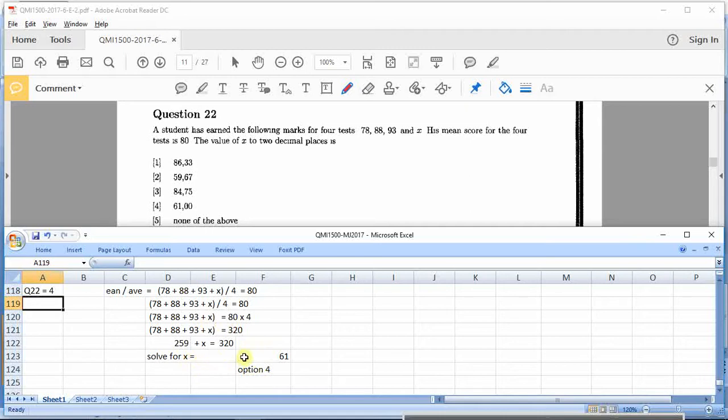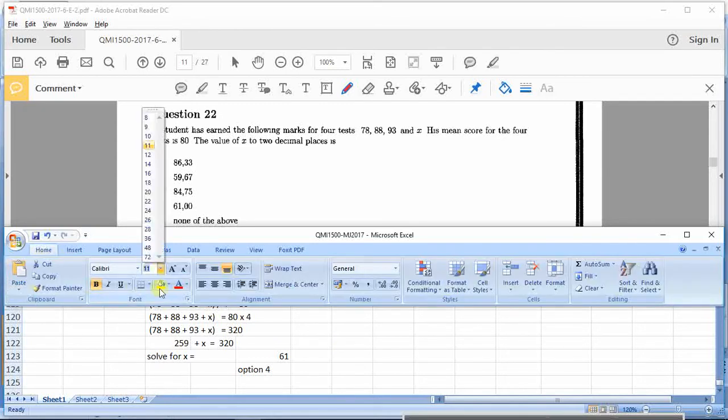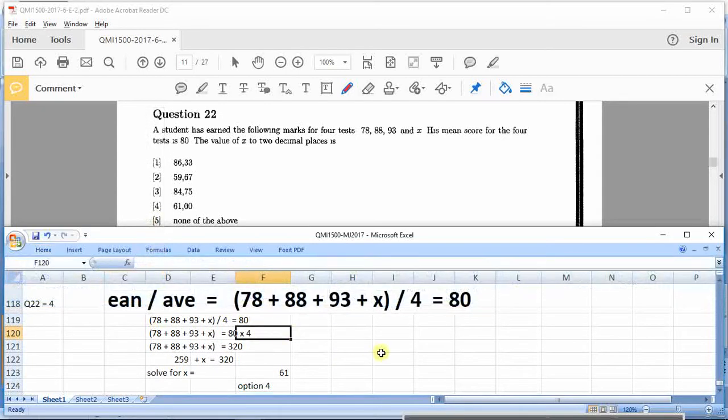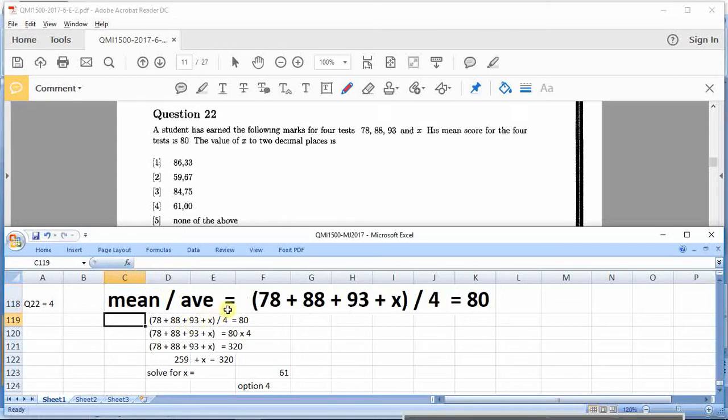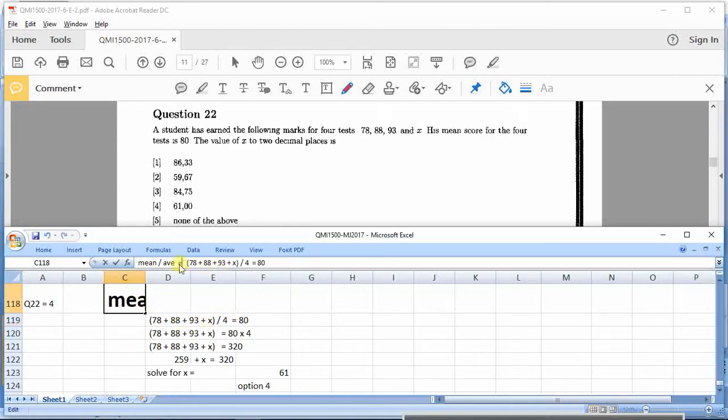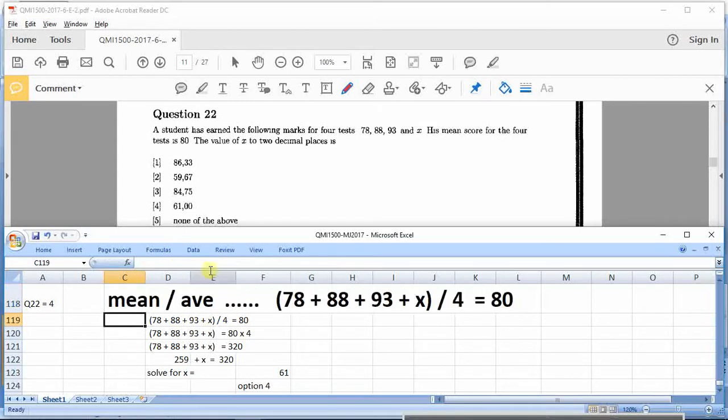Okay, because that's average. Right, so you add up all the marks, you divide it by 4. That's what I did there. Add up all the marks, divided by 4. Yeah, mean or average. Okay, so what do I do? Get rid of the 4, solve for the X.